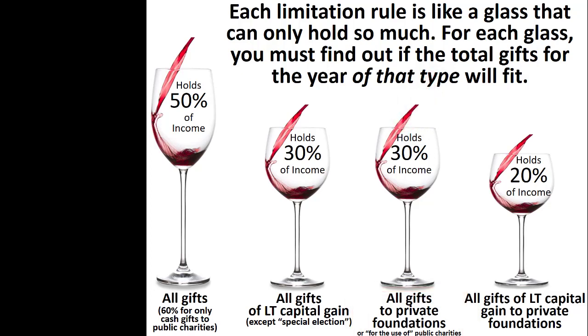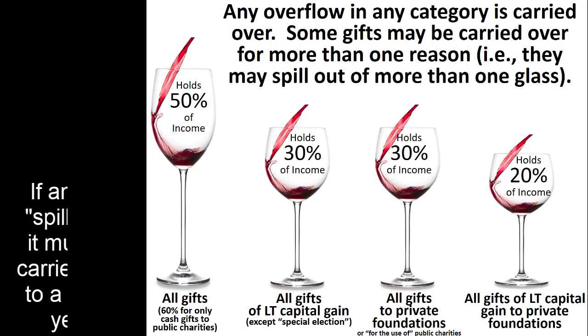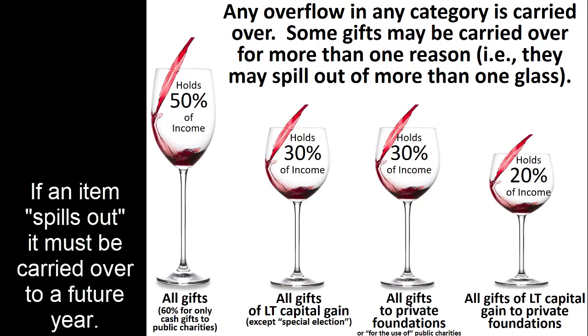The final glass can hold up to 20% of income. Into this final glass, the donor must put all gifts of long-term capital gain property made to private foundations during the year. If the gifts of a particular type cannot all fit into the relevant glasses, there will be overflow. This overflow represents carryover deductions that cannot be used in the current year.